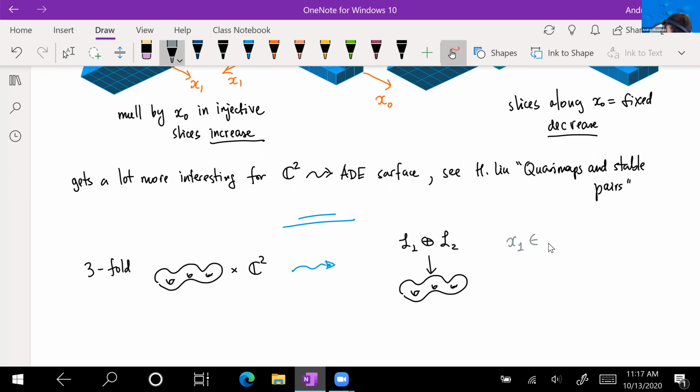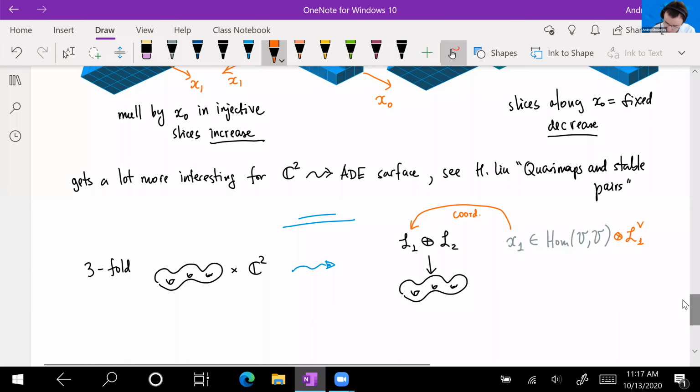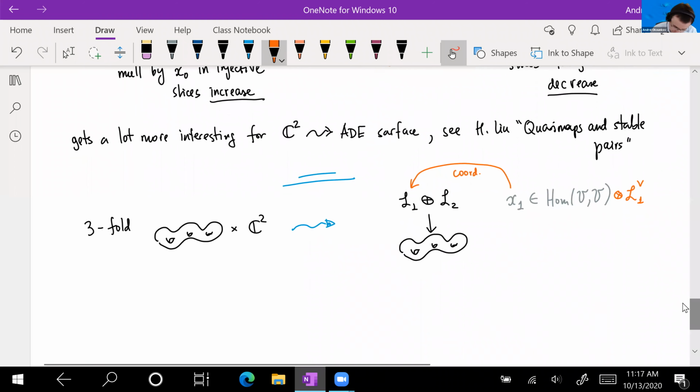is now a section not of Hom from V to V, but now x1 is a coordinate on L1. And so the coordinate on L1 is an element in the line bundle which is dual to L1. And so we can in principle consider a twist of the following kind, right? So the twist of the quiver data by things like this. And so this is an example of a general principle.